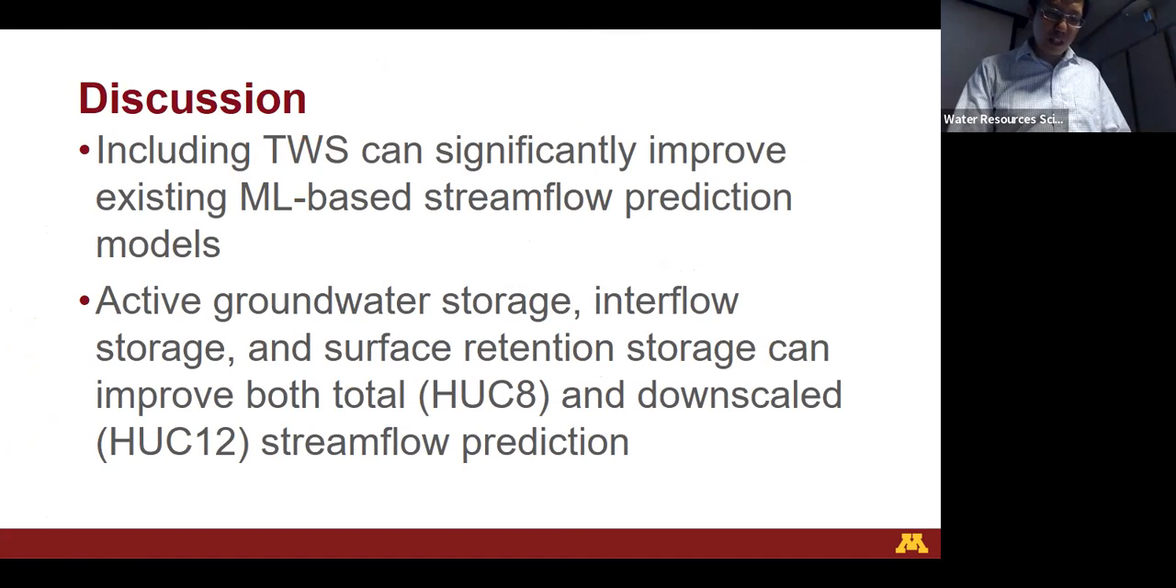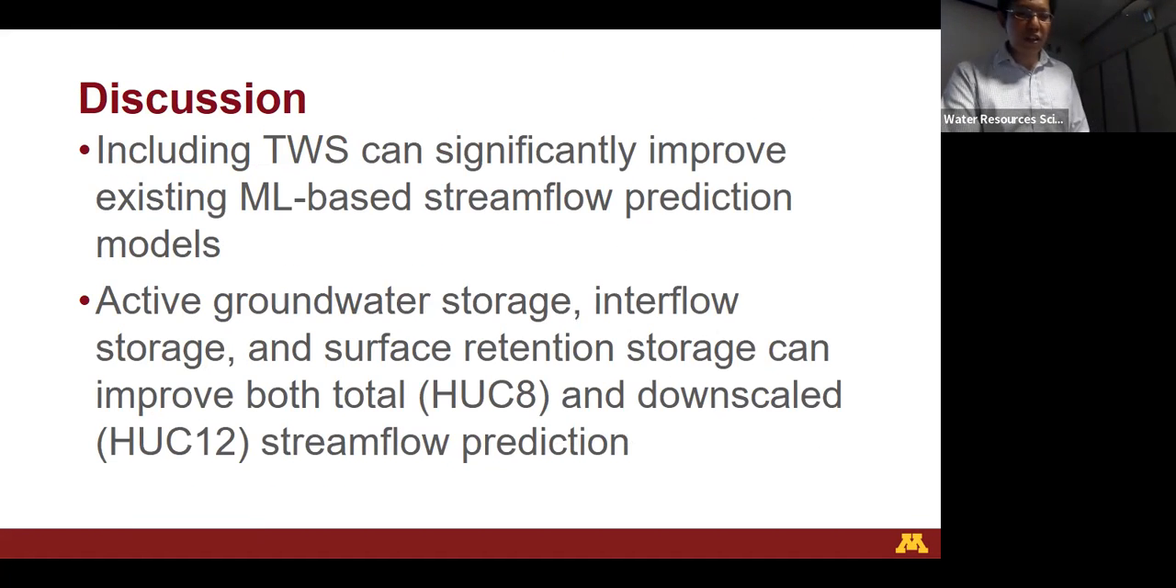So here comes our discussion. Our results overall show that by including total water storage to train the LSTM model, we can significantly improve the existing machine learning based stream flow prediction model. And among different layers of the water storage, we found that active groundwater, interflow storage, and surface retention storage can improve the prediction of stream flow, both at the HUC 8 level and the HUC 12 level of the watershed.